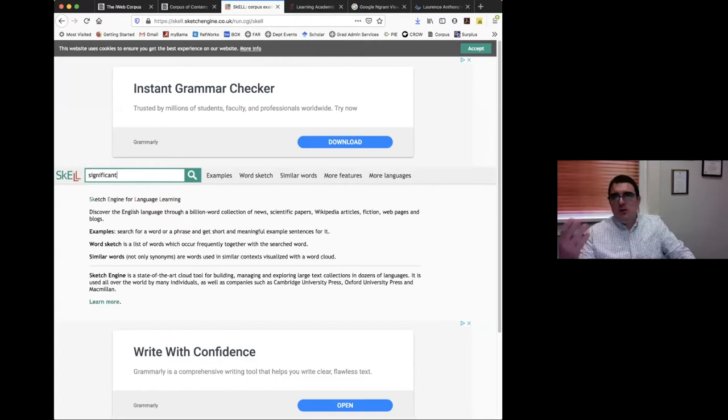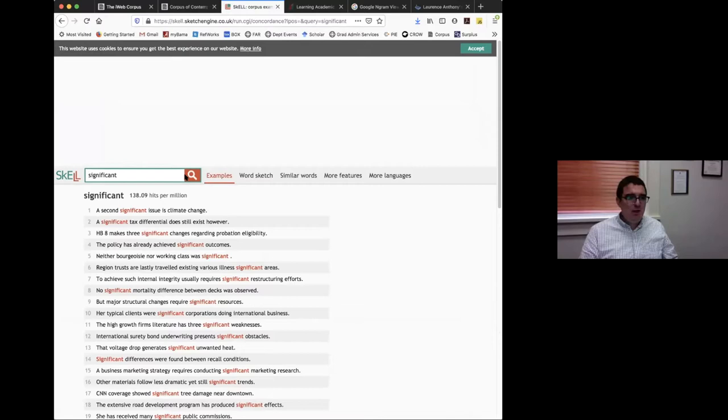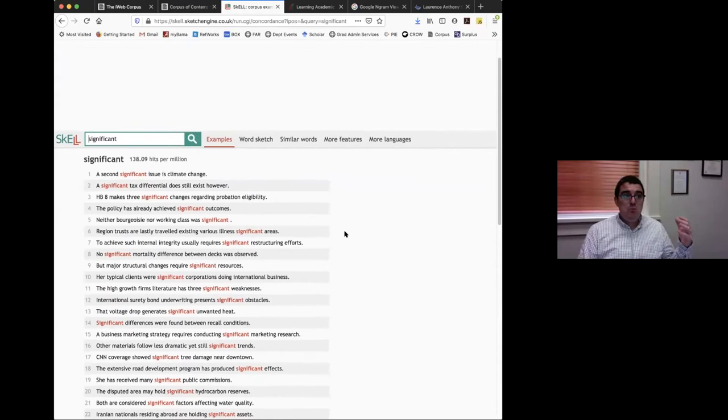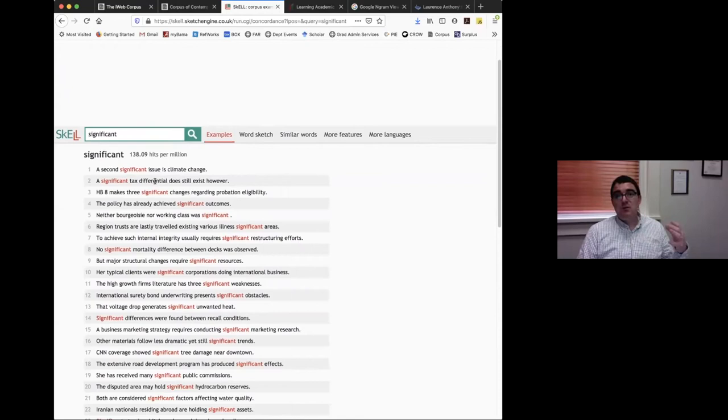As the name suggests, SCALE, for English language learners, is a good example of an accessible, intuitive, friendly tool. While I think the COCA interface is increasingly intuitive and very user friendly, if that seems a bit too intense for the learners in your setting, maybe something like SCALE would be more appropriate. Here we have some simpler concordance lines. "Second significant issue is climate change," right? So a bit less complex here.